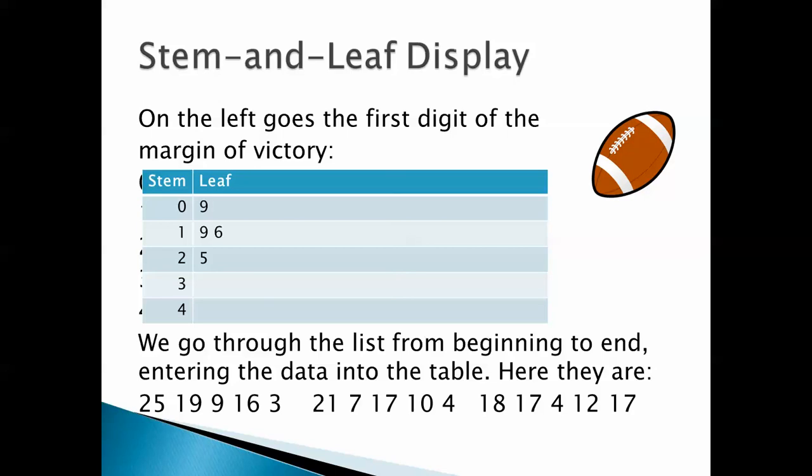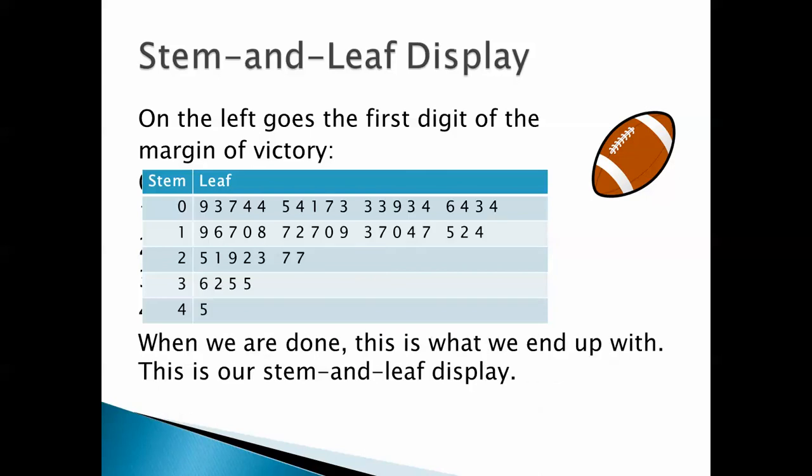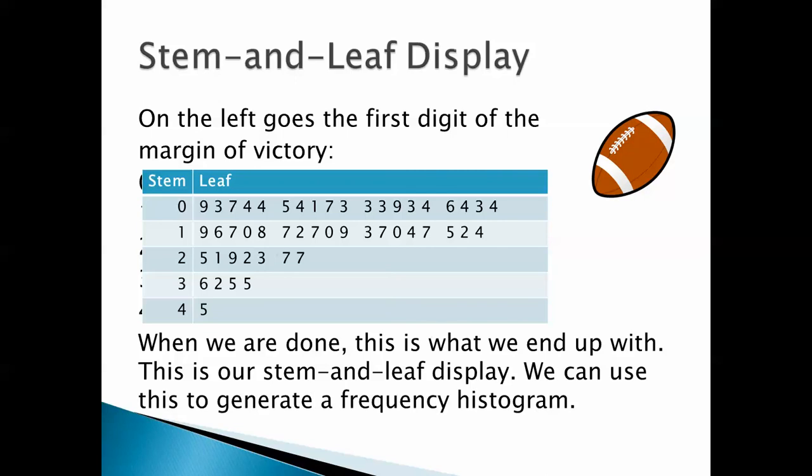16. That will go next to the 9 in the ones row. And we've got 3, so we've got 0, 3. 21. So that'll go in the 2s row, the 20s row, I guess I should say. And we put a 1 there. And then we've got 7, 17, 10, 1, 0, and then 4. So it's 0, 4. Okay, when we're done, this is what we end up with. This is our stem and leaf display.